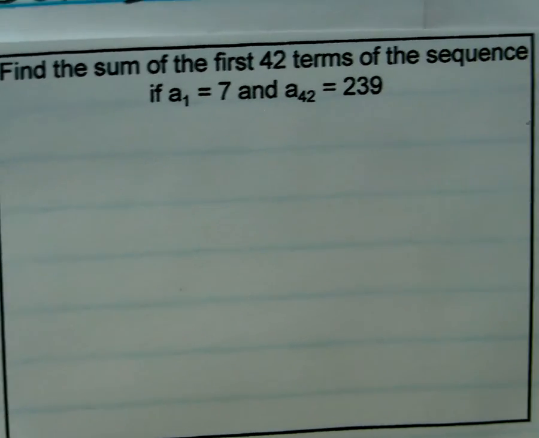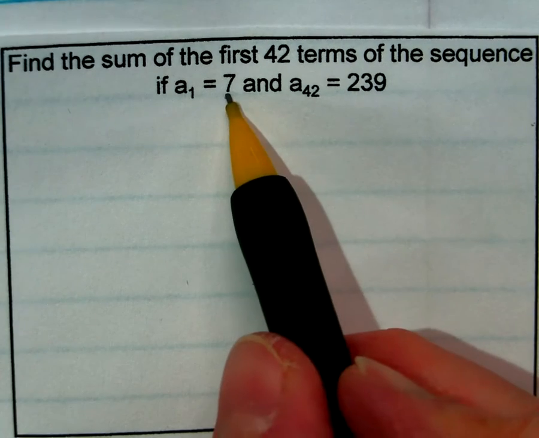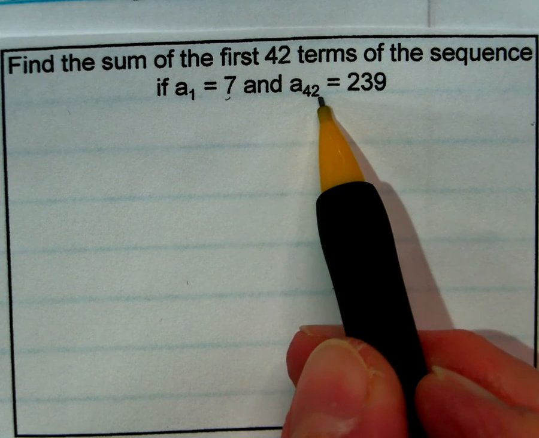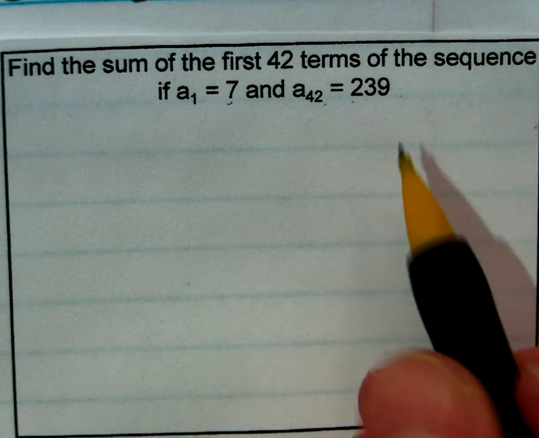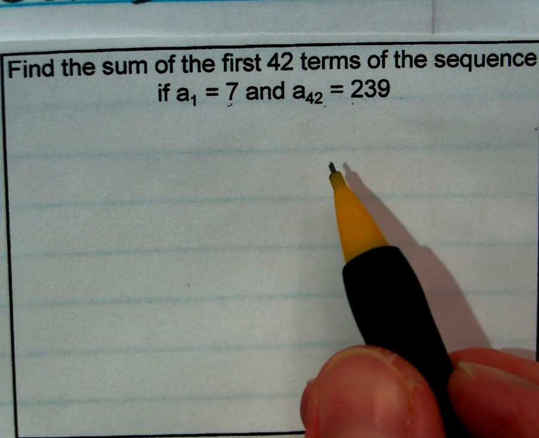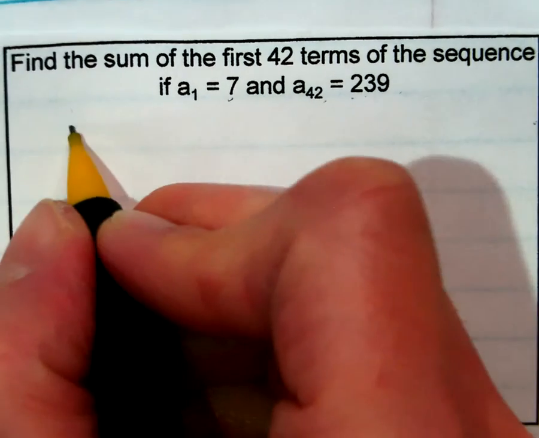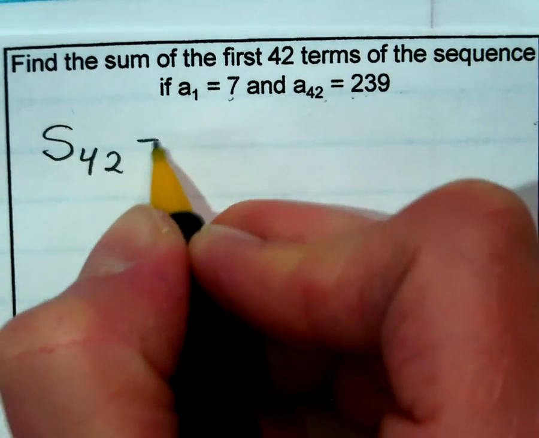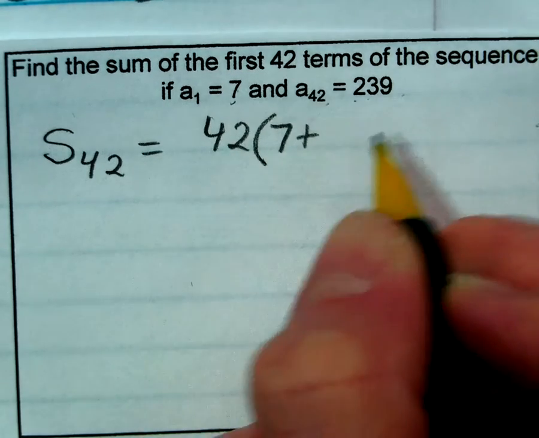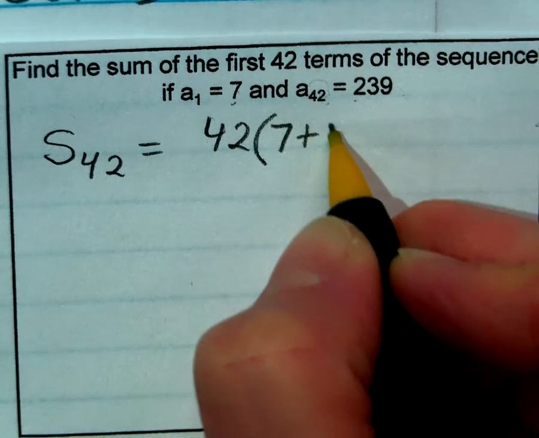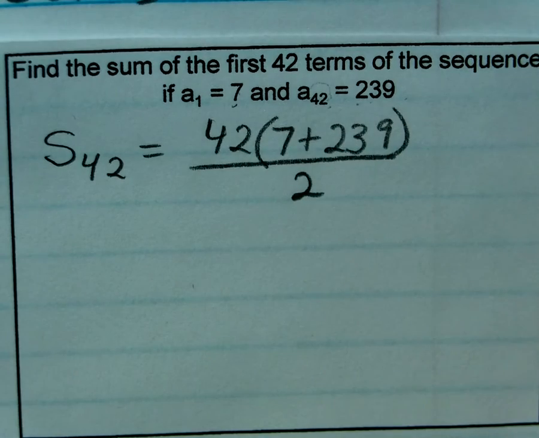So it says, find the sum of the first 42 terms of the sequence if a1 equals 7 and a42, which is the last term of the 42 terms, is 239. So I'm really glad they didn't give us all 42 terms and expect us to add them up. We just have information we can use to find the sum of all the terms. So the sum of the 42 terms is 42, that's how many terms we have. The first term is 7. The last term, or the 42nd term, is 239. And then you always divide by 2.